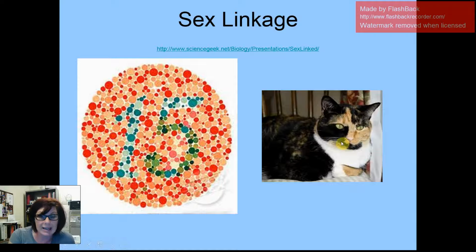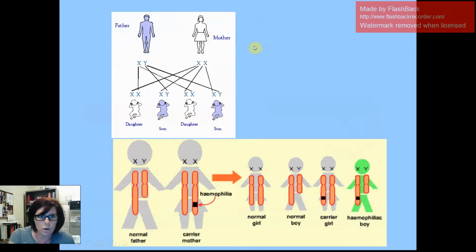This is a color pattern in cats that is also sex-linked. So what do we mean here? Again, you have your X and your Y. These are the possible genotypes involved in sex-linked inheritance. You need to represent the sex chromosomes, and then we superscript the gene. So I'm using C's for colorblindness here.